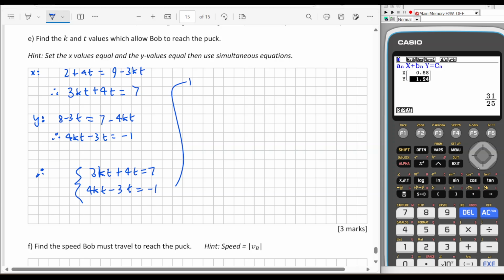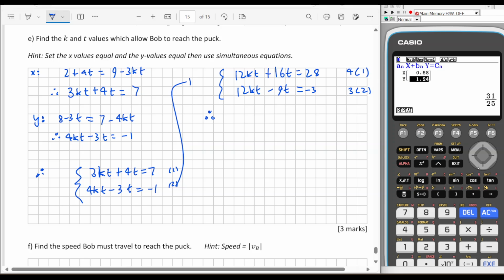So what I'd be doing is eliminating. I'm going to get a 12 in front of the kts. So this is equation 1 and equation 2. I want it to be 12kt for that first bit, so I've got to times everything by 4. So that's 12kt plus 16t equals 28. So this is 4 times equation 1. And then I want a 12kt here, so that's got to times by 3. So 12kt take 9t equals minus 3. So that would be 3 lots of equation 2.